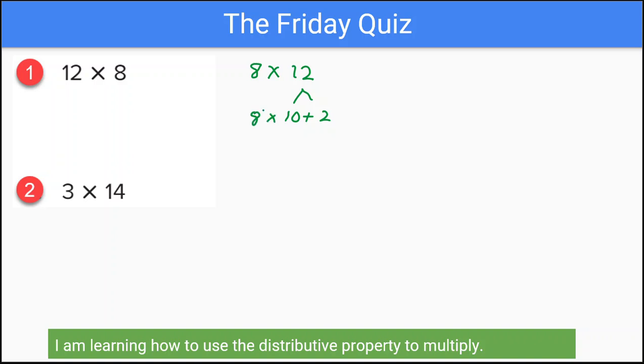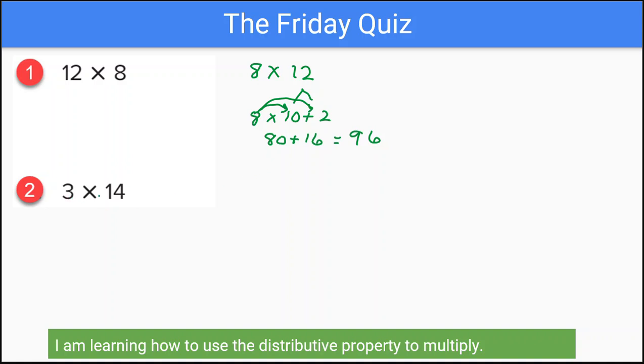8. Okay. We're going to go 8 times 10. All right. Well, that's 80. And then we're going to go 8 times 2, that's 16. What's 80 plus 16? Right, so that's 96. So 8 times 12 is 96.